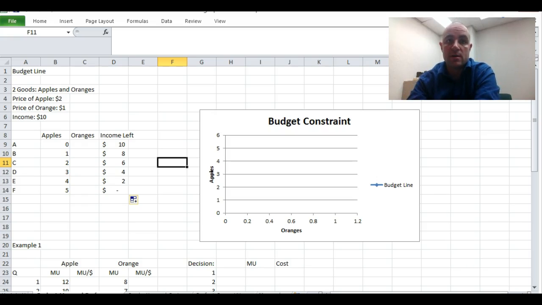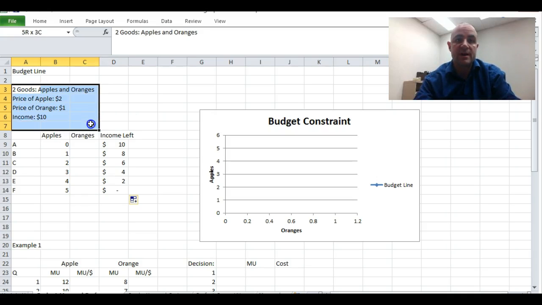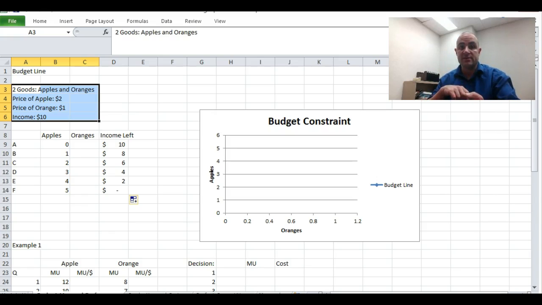With our budget line, we're going to look at a simple example, and we are going to assume that the only two things you can buy are apples and oranges. An apple costs $2 and an orange costs $1. And you have $10. A budget constraint is the maximum combination of goods that you can buy. We are assuming that you're spending all of your money. So if you have $10, you're going to spend all that $10.